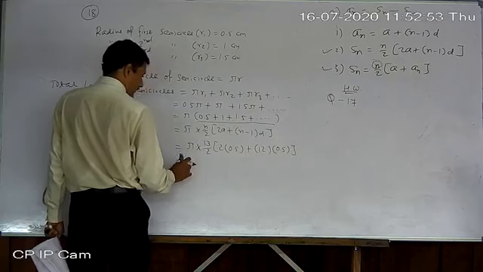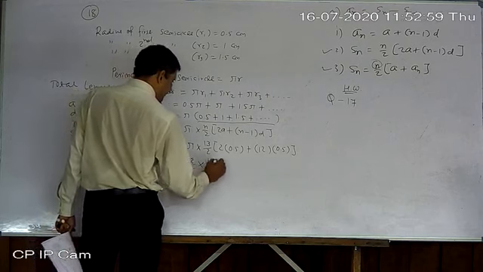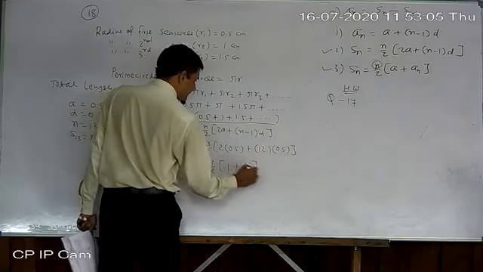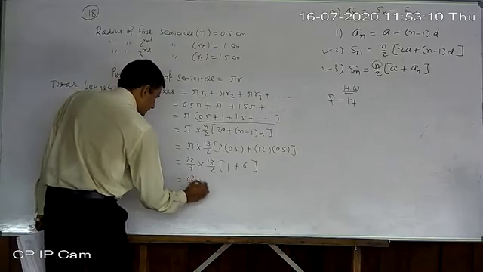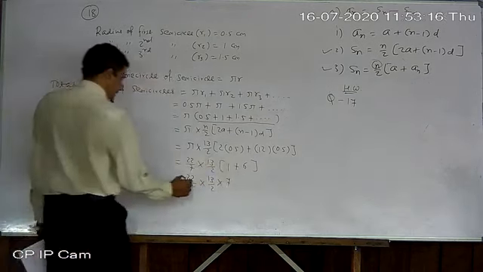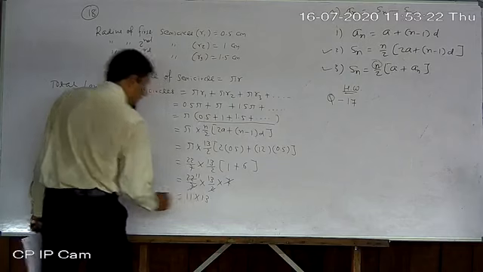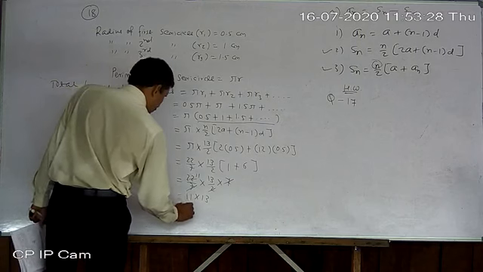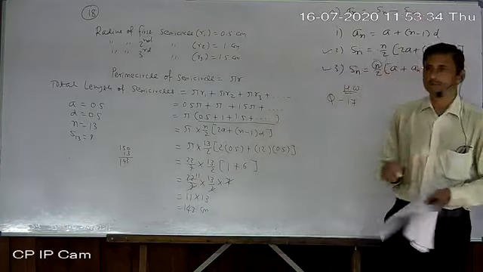Pi. If you want, you can place the value of pi also: 22 by 7 into 13 by 2, into (0.5 times 1, plus 12 into 0.5). 12 into half is 6. So 22 by 7 into 13 by 2 into 7, since 6 plus 1 is 7. 7 is gone. 2 into 11, so whatever is left, 11 into 13, which is 143. So the total length of that spiral is 143 centimeters.